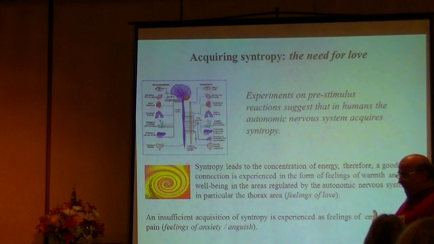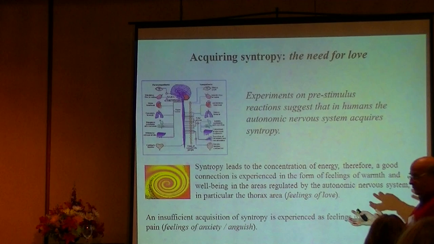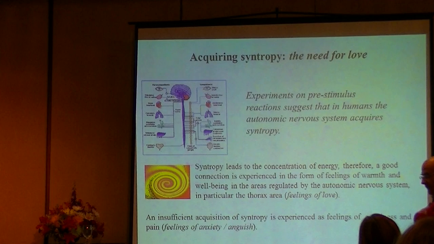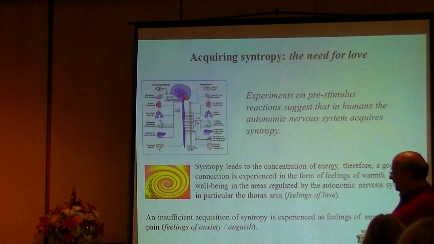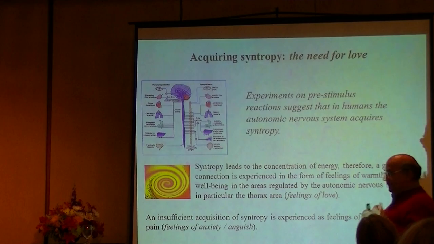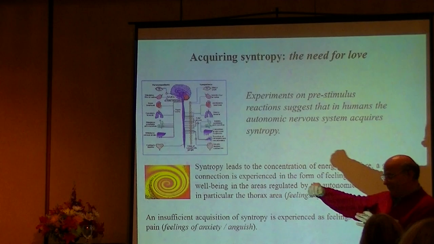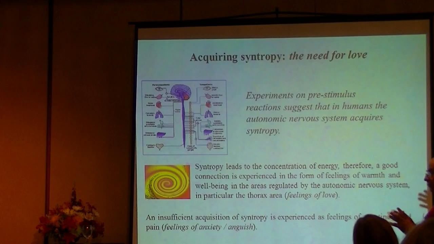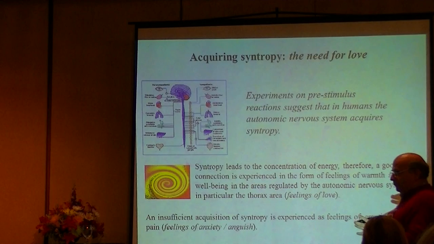Usually the feelings associated to this flow of energy, converging energy, are usually named with the word love. When we have this feeling of well-being and warmth in this area of the body, we call it love. And according to the syntropy theory, when we have these feelings, that means that we're going in the direction of the flow of energy. There is a direction the energy comes from. And if we are in that direction, we have these signals. When we go in different directions, when we diverge, we don't have any more this flow of energy.